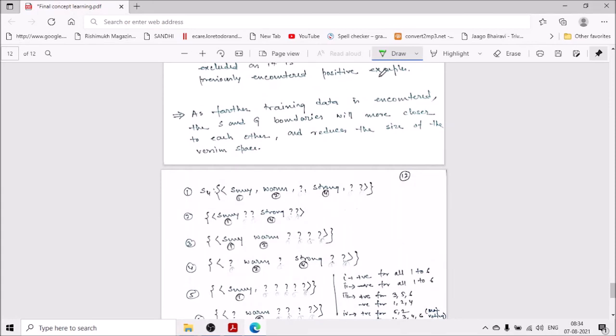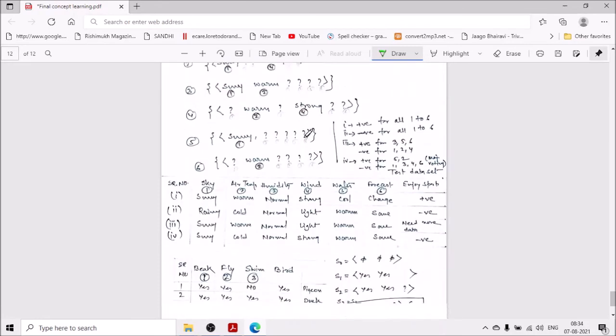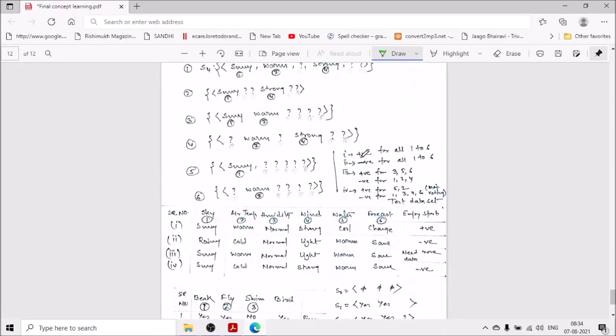Remember one thing, here only 4 data are there. As further training data is encountered, the S and G boundaries will move closer to each other and reduce the size of the version space. Okay.